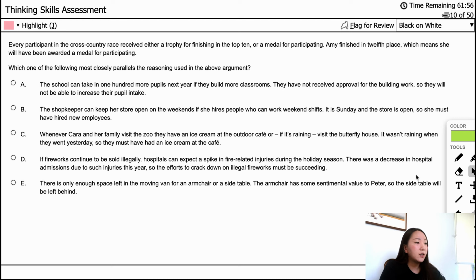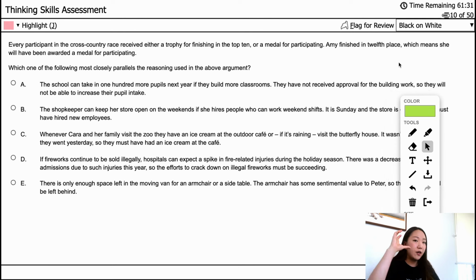Okay, last question, and parallel, perfect. That's, I think, maybe the full range of questions, apart from strengthening questions, which come up really rarely. There's like one, sometimes none, in critical thinking. So every participant in the cross-country race received either a trophy for finishing in the top 10 or a medal for participating. Amy finished in 12th place, which means she will have been awarded a medal for participating, and we're looking for parallel reasoning. So always try to understand the main parallel reasoning passage given to you first before you then look through the options. You have to have a really solid idea, a good grounding in your mind, otherwise you're going to get lost. So look at what we've got here.